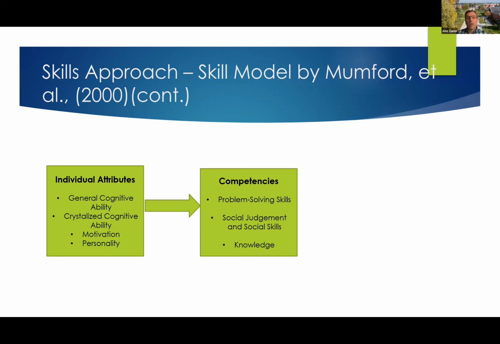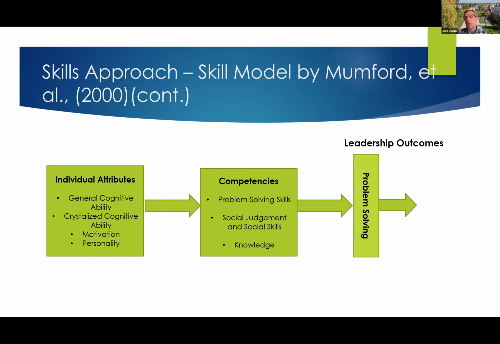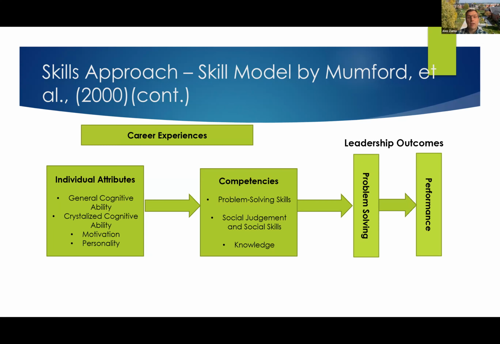So right here we have the arrow. In addition to that, we have these two leadership outcomes that I mentioned earlier. So individual attributes impact competencies, competencies impact the leadership outcomes of problem solving. In other words, were we able to solve the problem efficiently and effectively, and then did we achieve an improvement in performance?